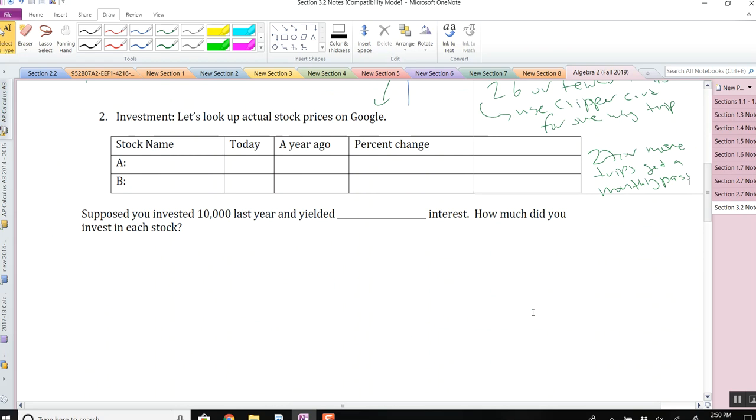Let's look at stock market. More specifically, we'll look at, oh, I thought we were looking at Google stock. Never mind. We're using Google to look it up. So stock A and stock B. Actually, we'll say stock A is Apple. And we'll say stock B is Facebook. Both very successful stocks. We've owned them for the last few years. So this will be kind of fun to do.